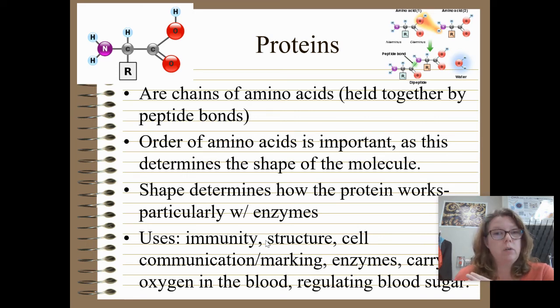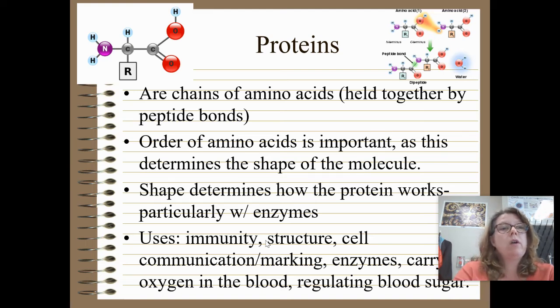They are structural, like your skin, hair, and nail contains keratin, which is a protein. They are useful for carrying oxygen around the blood. That's what hemoglobin is. They are useful for immunity. That's what antibodies are. They're made of proteins. Okay. And then later on, when we get to enzymes, we're going to talk about how they are useful as enzymes as well. Okay. So proteins, very, very important group of biochemicals. Okay. They do most of the things.